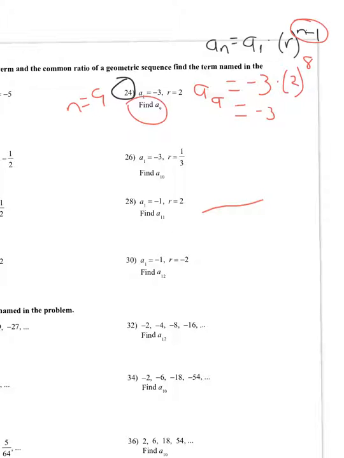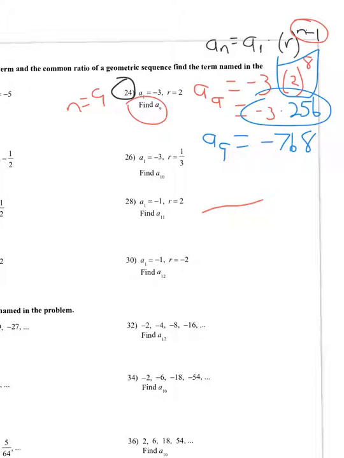Well, that's negative 3 times, now, if you think about this, I don't do the multiplication first. I have to do the 2 to the 8th power first. So that's negative 3 times 2 to the 8th, which is 256. So now if I multiply my negative 3 times my 256, I get negative 768. So my ninth term, or a9, in this geometric sequence would be negative 768.